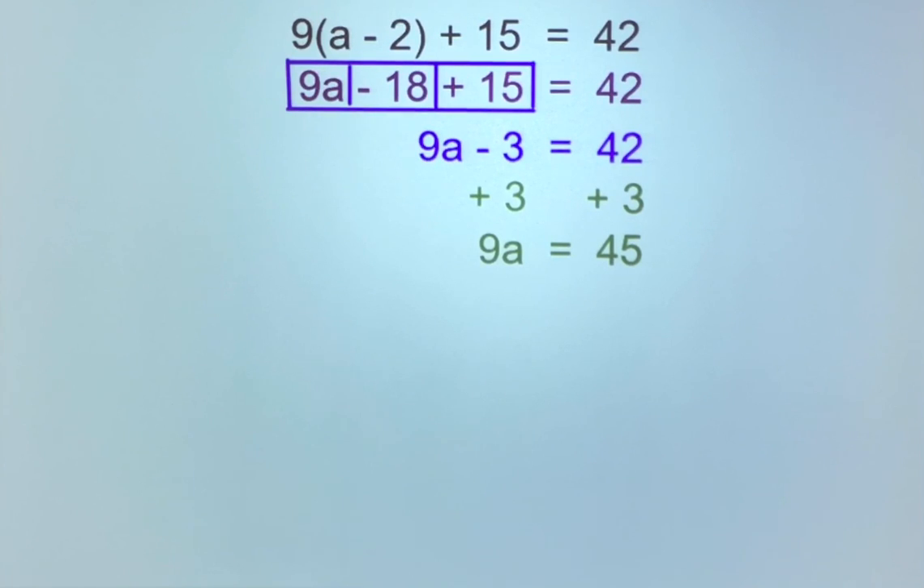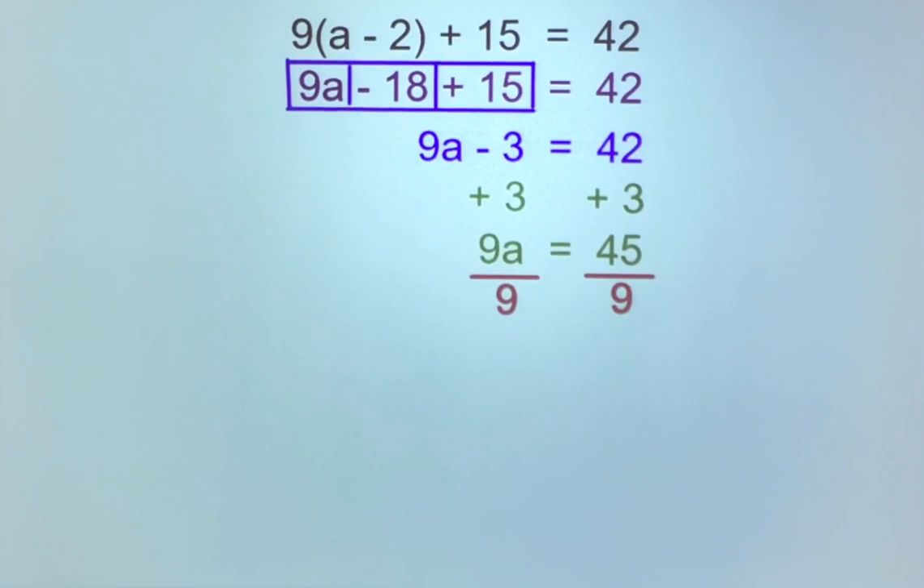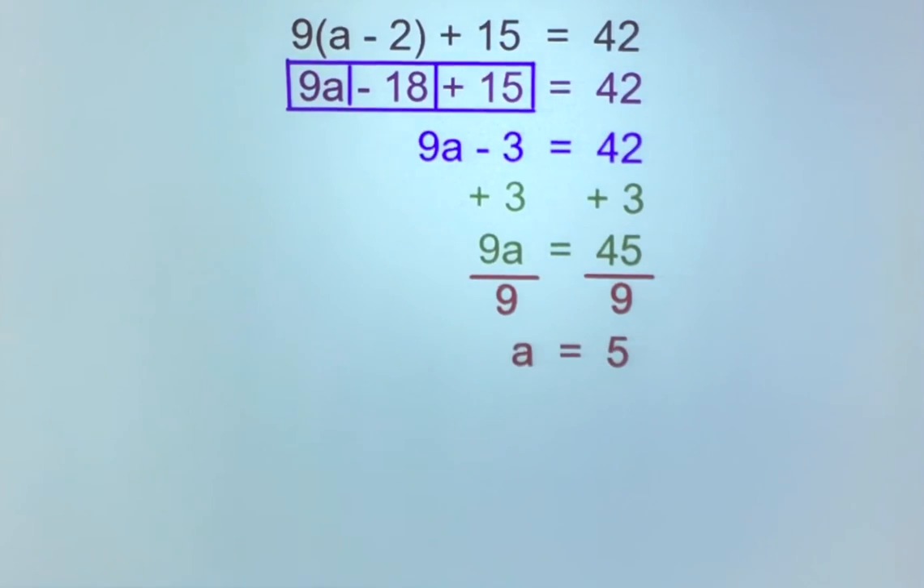Our last step is to undo any multiplication or division. They're multiplying our variable by 9. The inverse of multiplication is division. So we're going to divide both sides by 9. When we do that, we isolate the variable a, and on the other side we have 45 divided by 9, which is 5. So we have a is equal to 5.